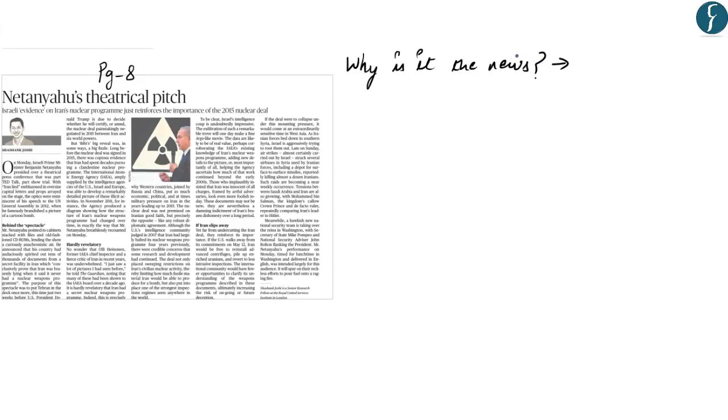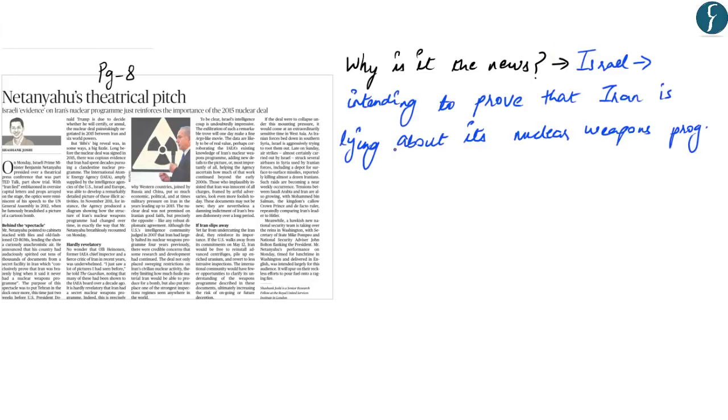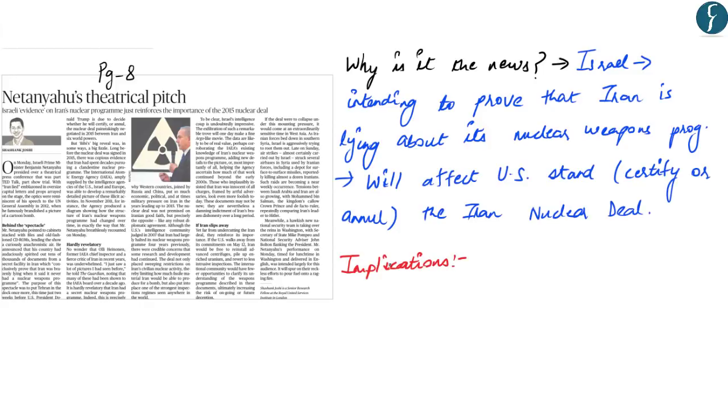Basically, under this, the Prime Minister is trying to prove that Iran is lying about its nuclear weapons program. And the leakage of these documents is timed just 2 weeks before US President's decision on whether he will certify or annul the Iran nuclear deal. Further, we should understand what will be the implications of these documents that have been released by Israel.